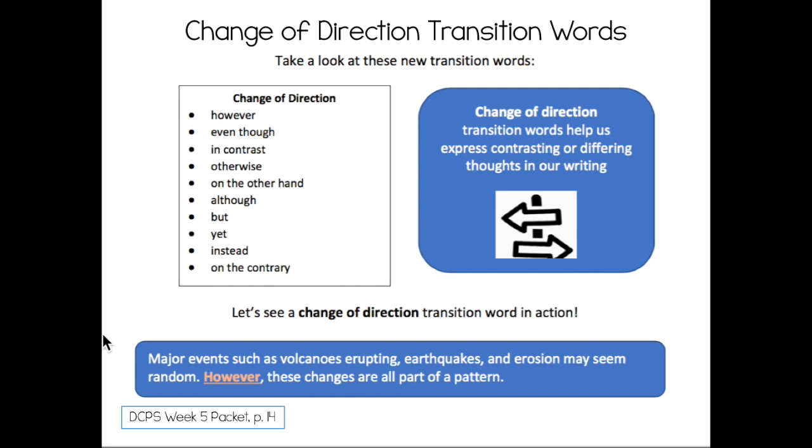So here we can see an example of a change of direction word in action. Major events such as volcanoes erupting, earthquakes, and erosion may seem random. However, these changes are all part of a pattern. So our first point is talking about the randomness that it may seem with these different events, but our change in direction tells us that they actually all follow a pattern.